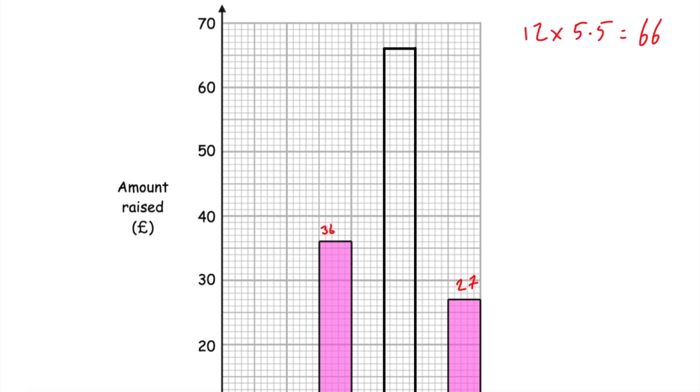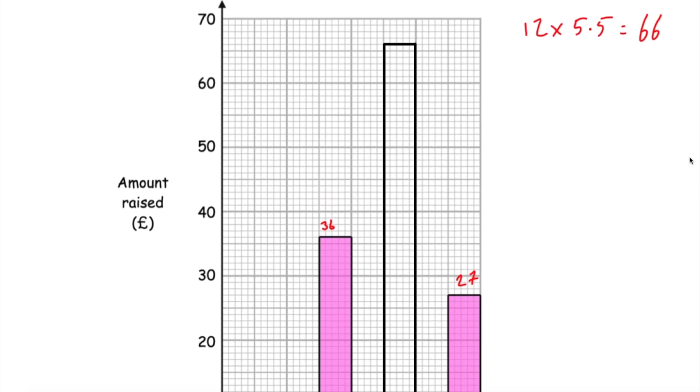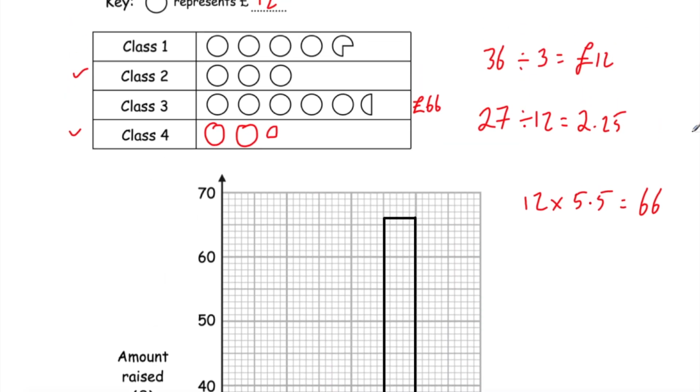And that's that bar completed. For class 3, it goes up to £66. So now let's have a look at class 1. We haven't actually drawn the bar yet for class 1. So class 1, we've got 1, 2, 3, 4 and 3/4 of a circle.